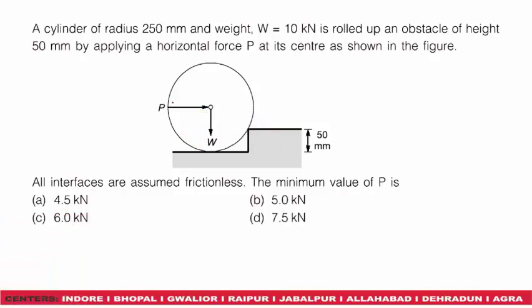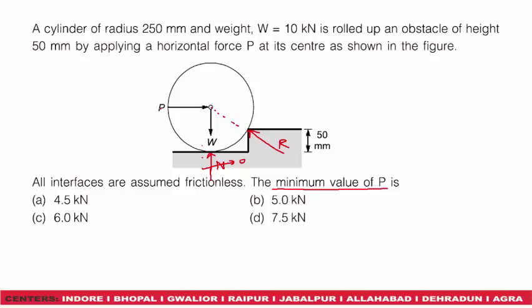Now total 4 forces are acting on this cylinder: first the weight W, second the applied force P, third the normal force N from the bottom, and fourth the reaction at this point along the radial direction. At the critical condition, that is when this cylinder gets rolled up the obstacle and comes onto this surface, the contact between the cylinder and the bottom surface will no longer be there, and hence the normal force will become 0. So to determine the minimum value of P, we will take the free body diagram of this cylinder considering only 3 forces: P, W and R.